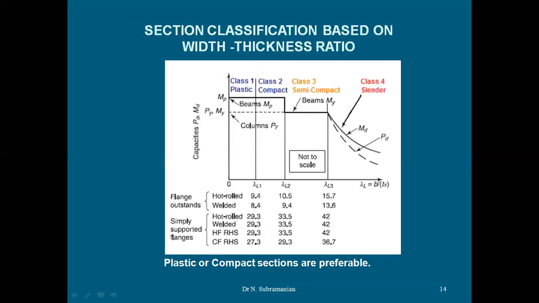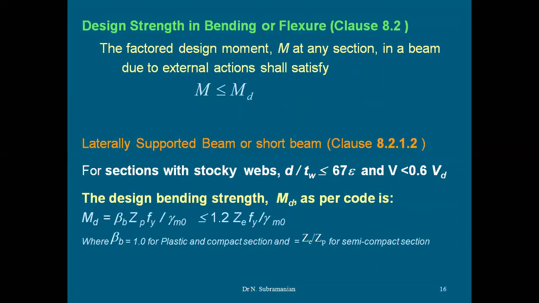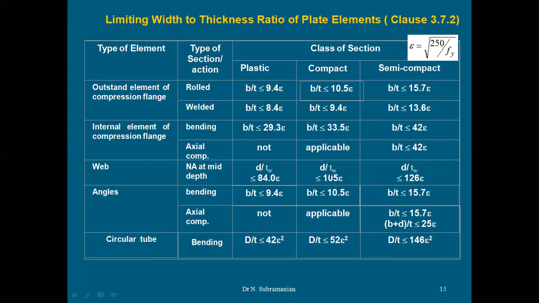I want to show you, I think these designs we already discussed together. So this is the same table you can see in your code, table number 2. Table number 2 gives the limiting width to thickness ratio of plate elements. Based on this table only, you are going to decide whether your beam falls under plastic section, compact section, or semi-compact section. This table was taken from IS 800-2007. You can go through it, and there you decide the type of section.